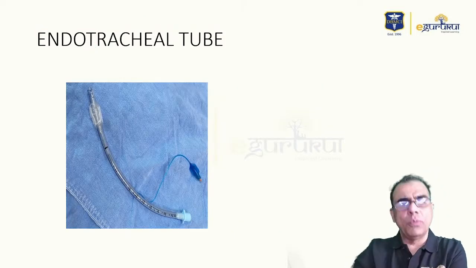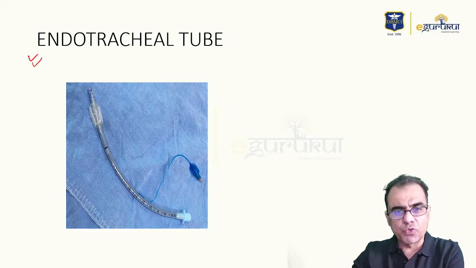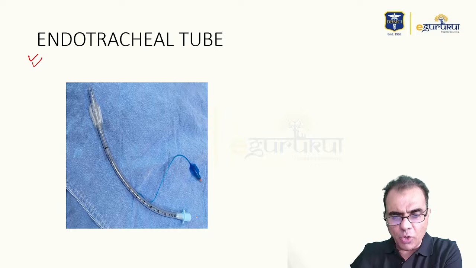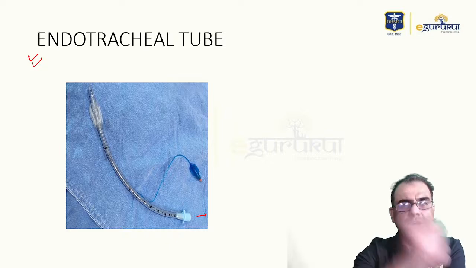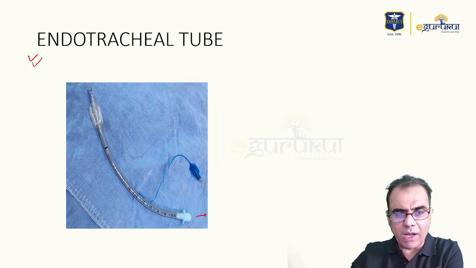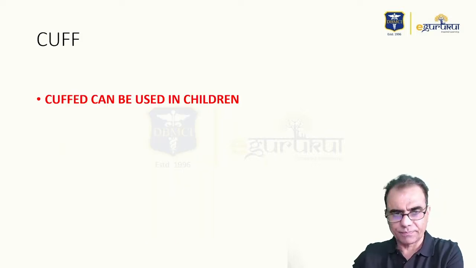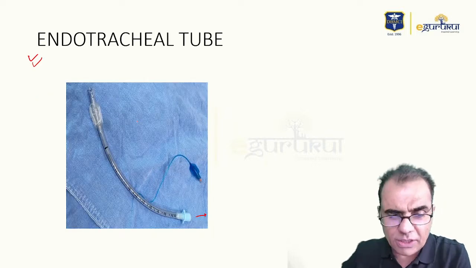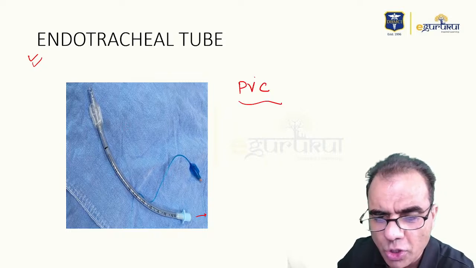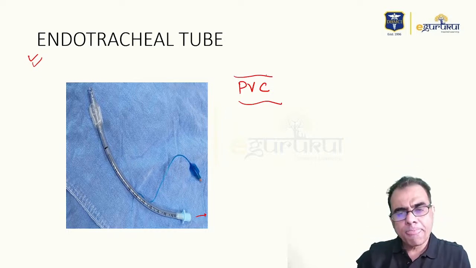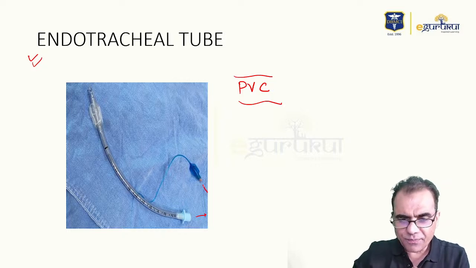Then endotracheal tubes are obviously used for intubation, and this is an endotracheal tube. This will be connected to either the breathing circuit, or if you are ventilating with an Ambu bag, through the Ambu bag, and this end will be in the trachea of the patient. Now the tube which we are using nowadays is actually a polyvinyl chloride tube. So this is a PVC tube, and it has a cuff, you can see.